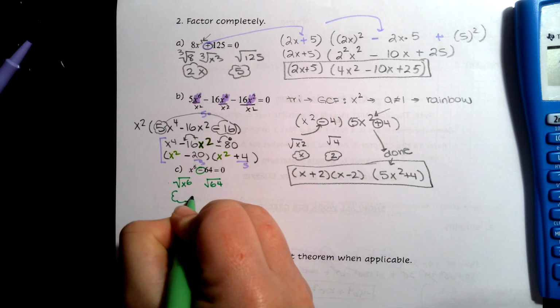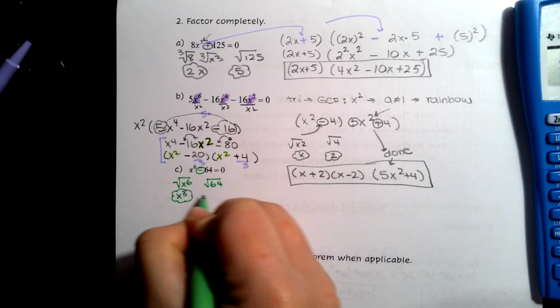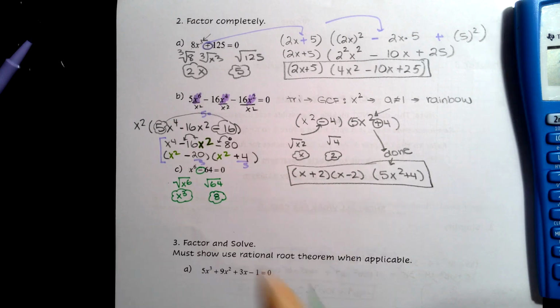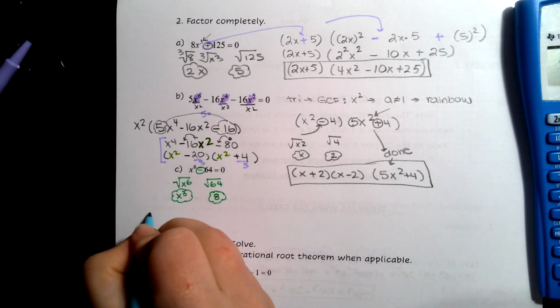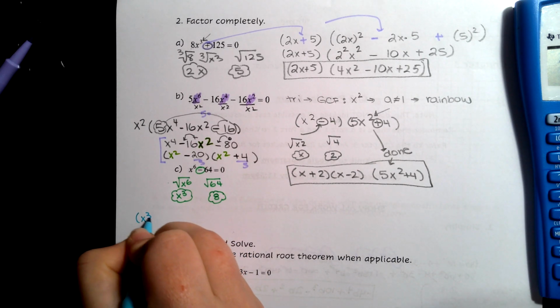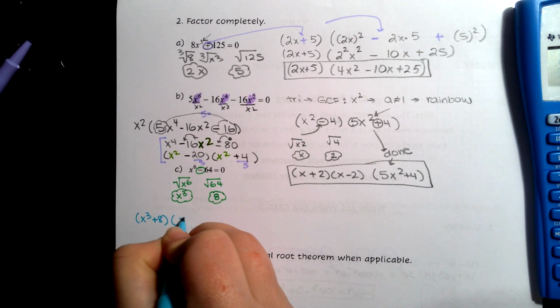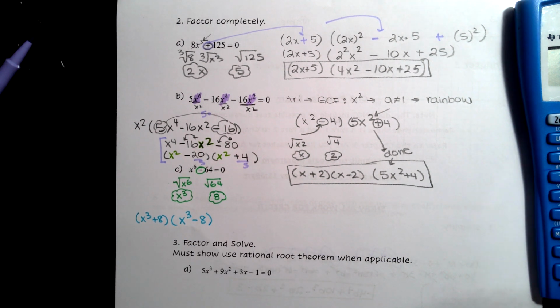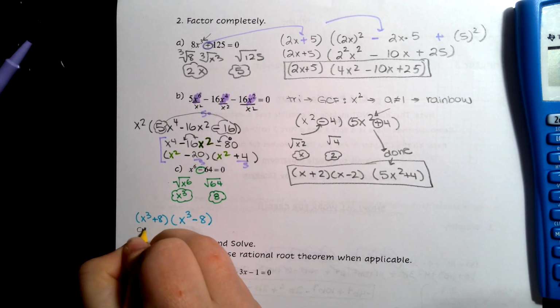That means your a value is x cubed divided by 2. Square root of 64 is 8. And again, this is the difference of squares. So x cubed plus 8, x cubed minus 8. Now this is not done because now after you've done your difference of squares, both are cubic.